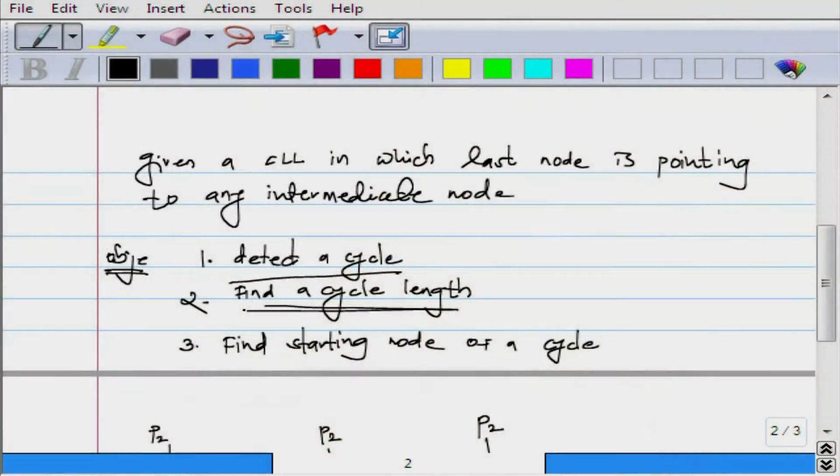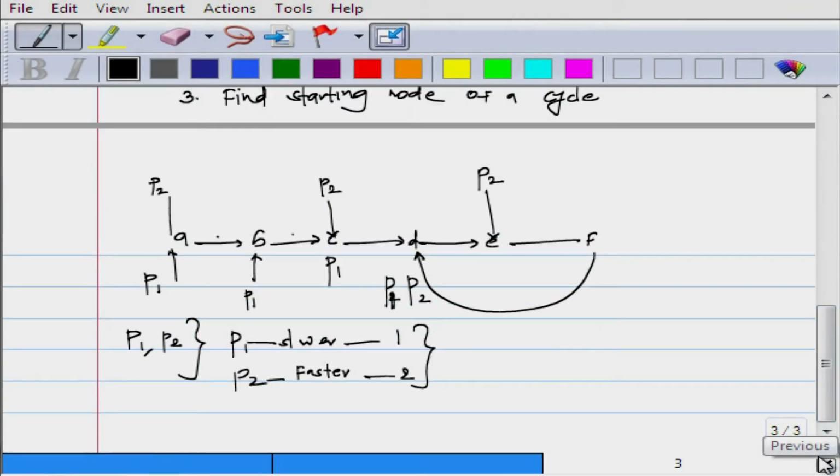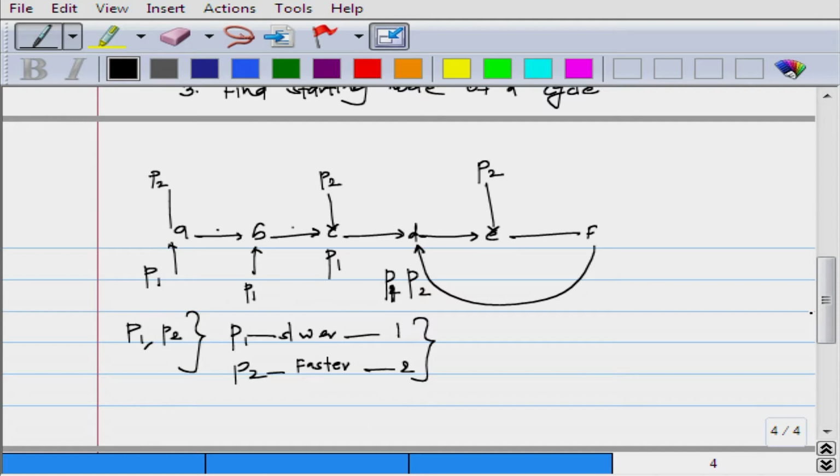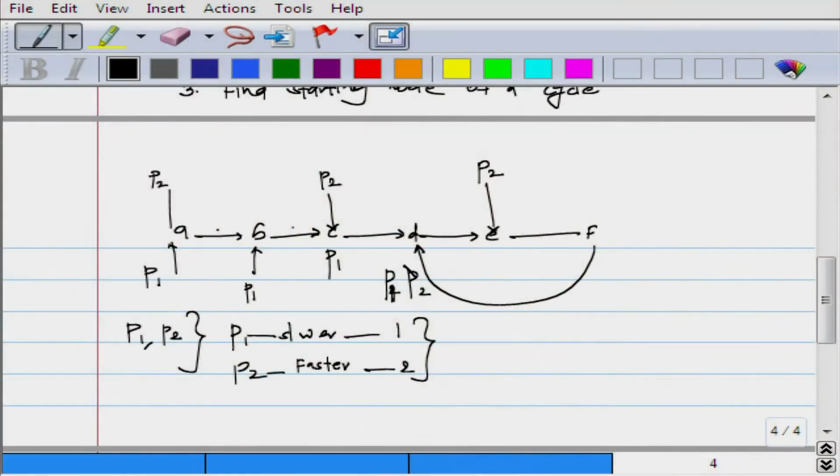To find out the cycle length, one more thing that we will consider is a counter, we call it C. Whenever P1 and P2 meet each other, here P1 and P2 are meeting at D. As they are meeting, stop the faster pointer there and go on incrementing pointer P1.